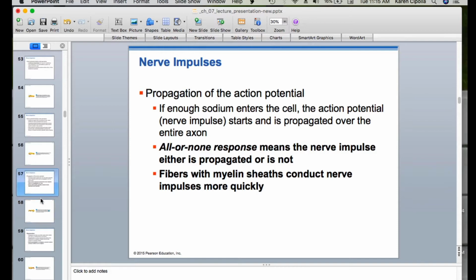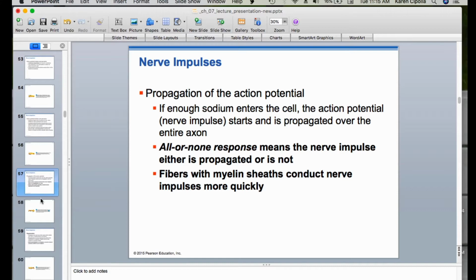This all or none response is called propagation of the action potential. Either a nerve is propagated or activated, or it's not. There's no in between.